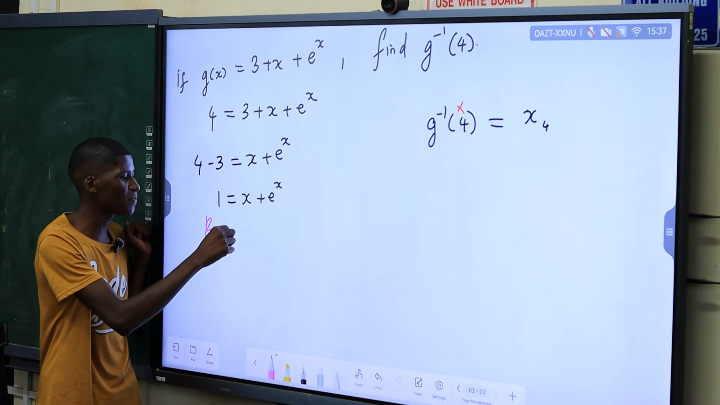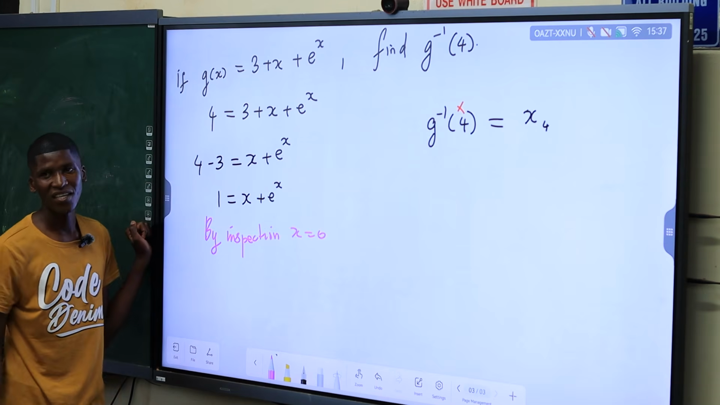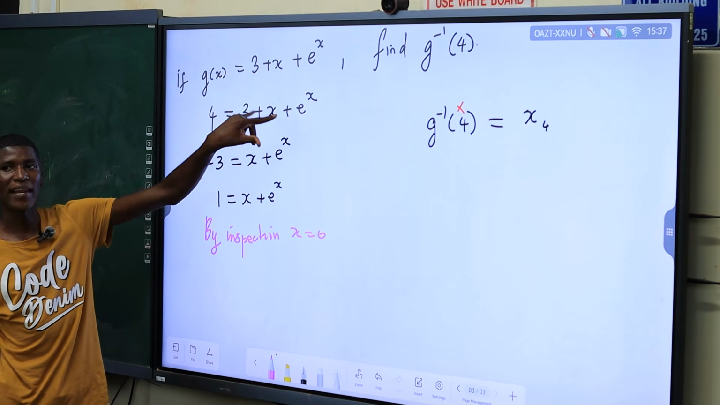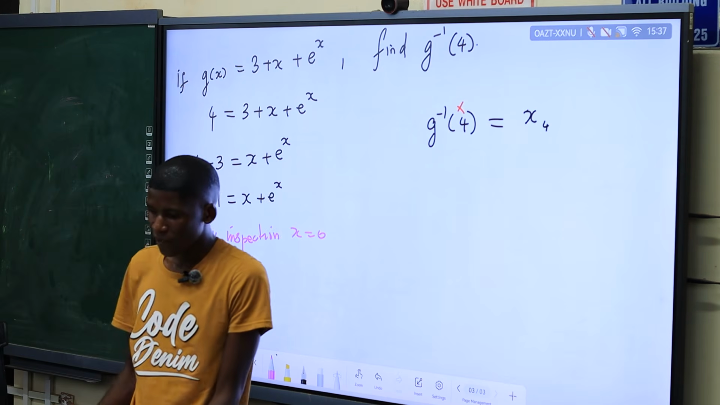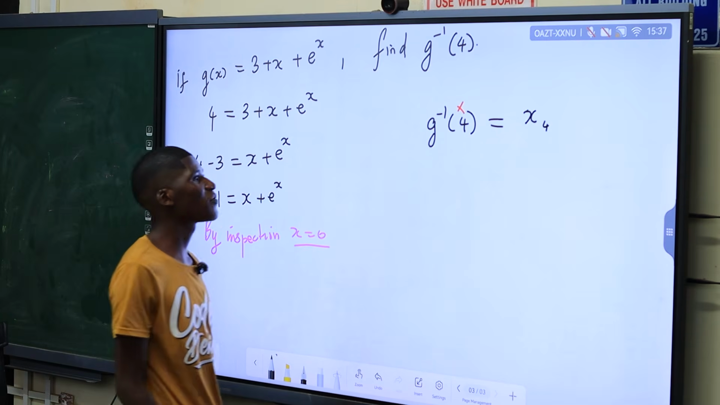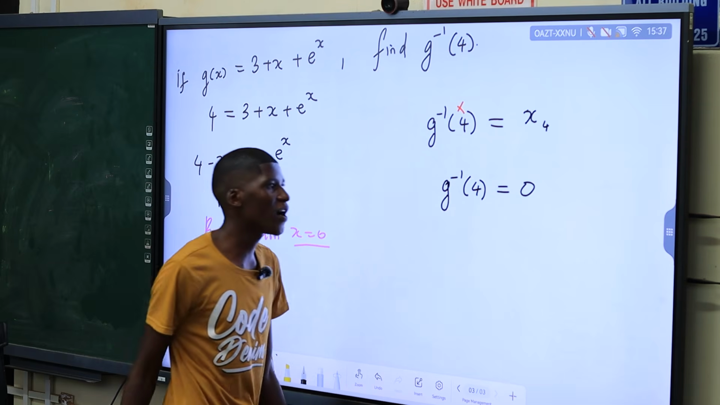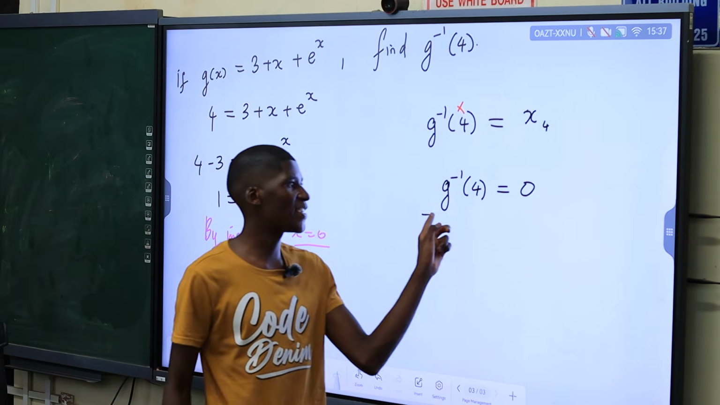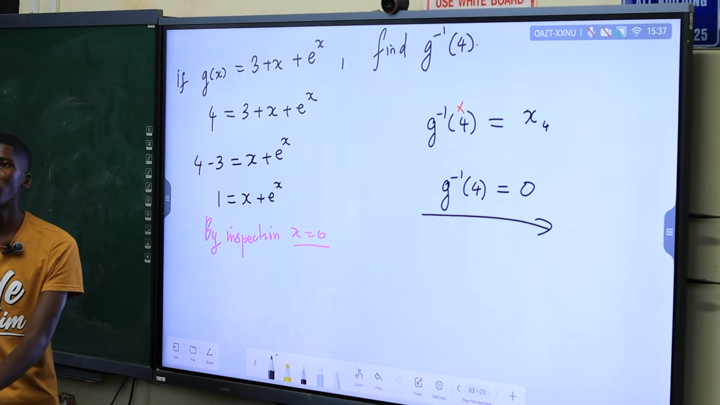Here you can just say by inspection, the value of x must be equal to 0. This is 3 plus 0, e to the power 0 is 1 again. So this is 3 plus 1, which is equal to 4, just by inspection. So x is equal to 0. So we can say the y value on the inverse there will be equal to the x value on the original function, which is equal to 0, if they are inverses.